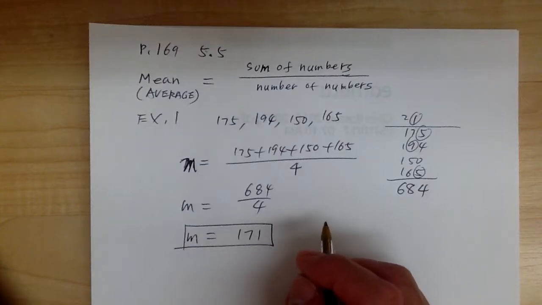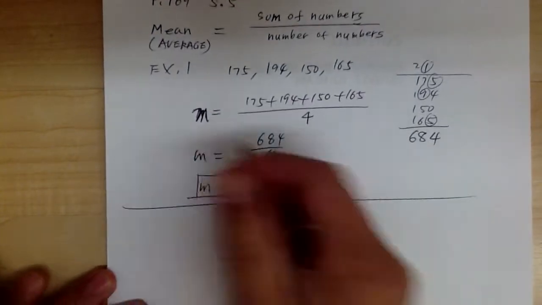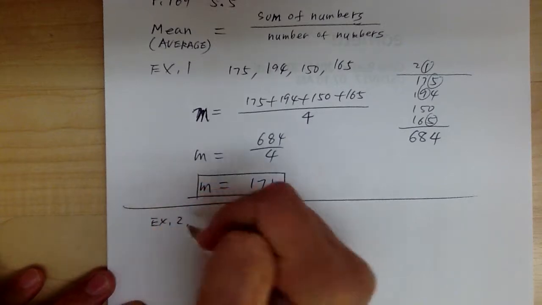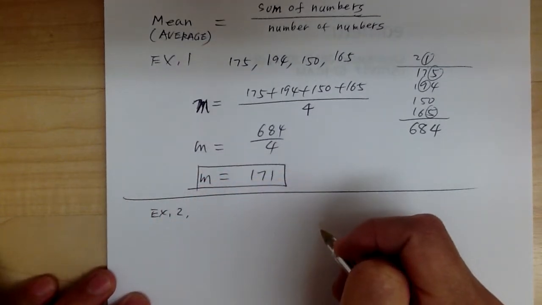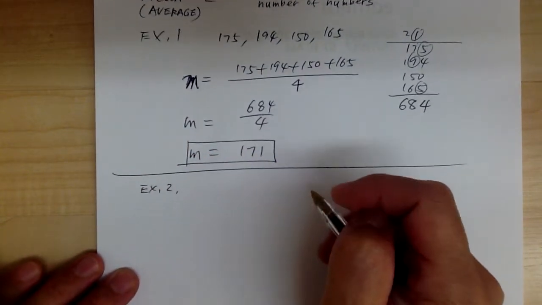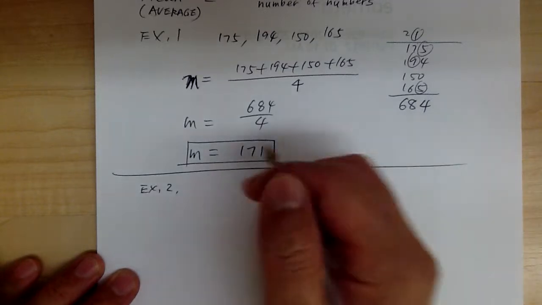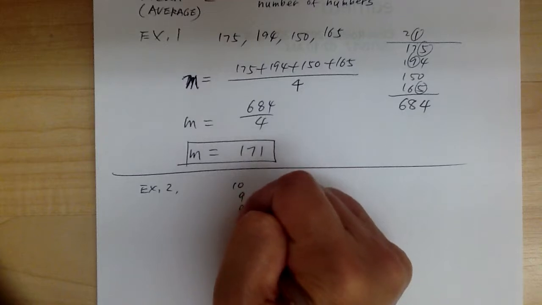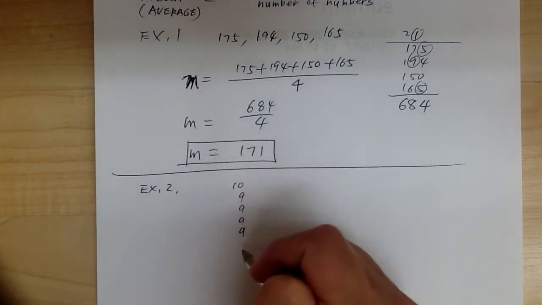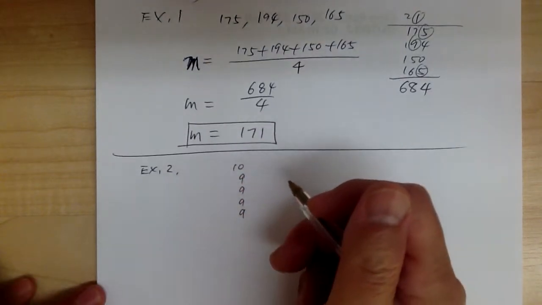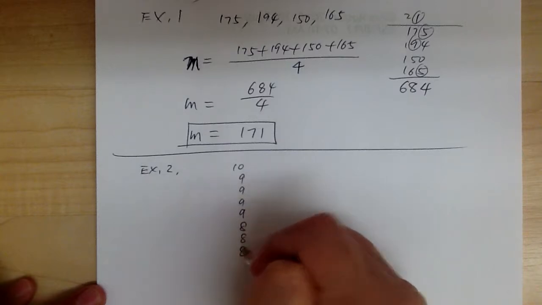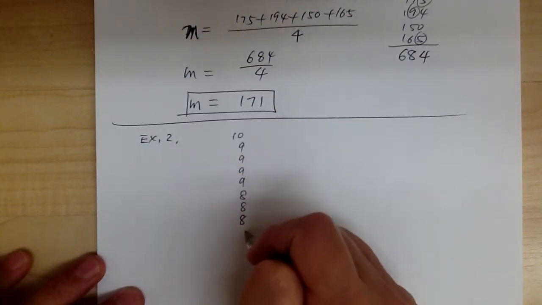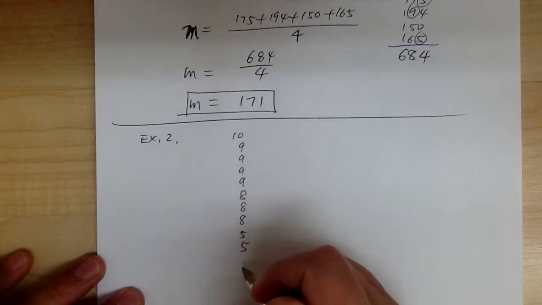And let's go to example 2. Example 2 says there are 10 students in the chemistry lab class. On the quiz, one student scored 10, and 4 students scored 9. So you're going to get 9, 9, 9, 9, right? There are 4 students who scored 9. And 3 students scored 8, so you're going to get 8, 8, 8, right? And 2 students scored 5. Okay, and you're looking for the mean, right?